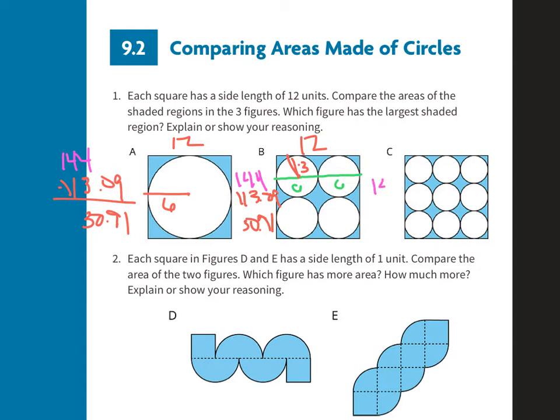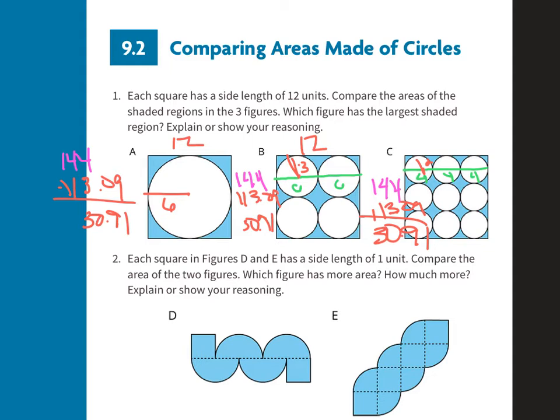144 for the whole square, right? Now we have 3 squares. So 12 divided by 3 is 4. So this one's 4, this one's 4, and this one's 4. So that means the radius is half of that, which is 2. So 2 times 2 times pi is 12.56. So one circle is 12.56, but we have 9 of them. So we're going to times that by 9, and look at that, we get 113.09. And we end up with 30.91 again. So even though they have different amounts of circles, the shaded region is still the same.